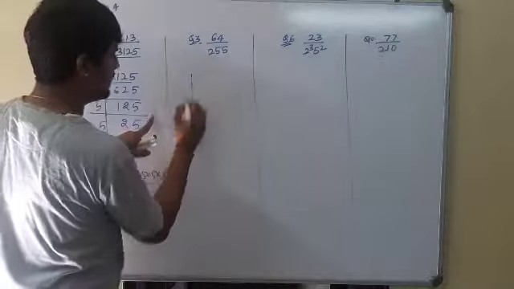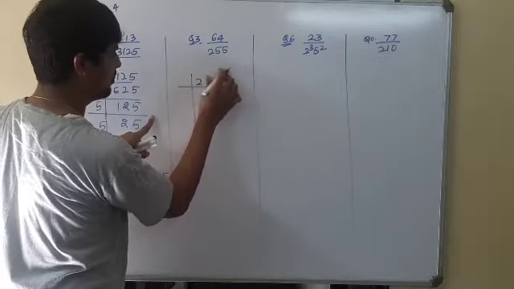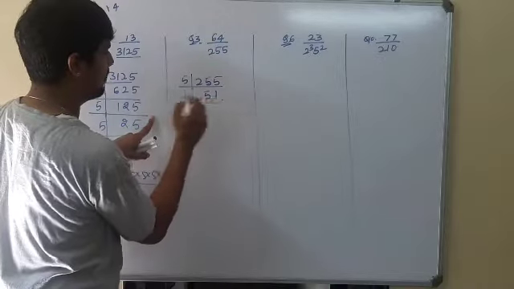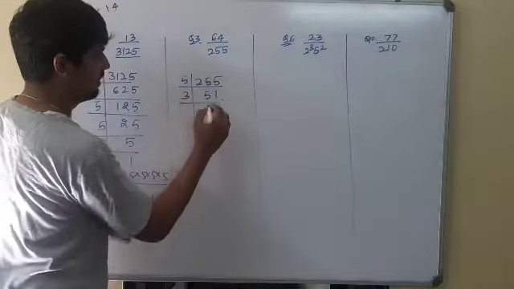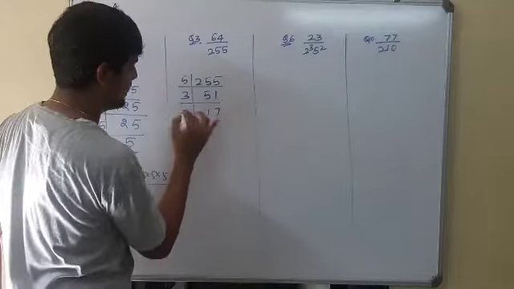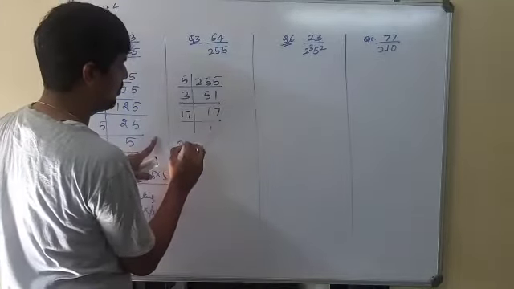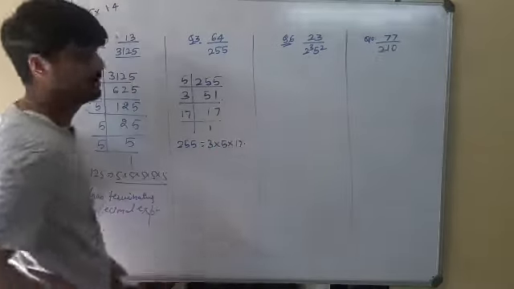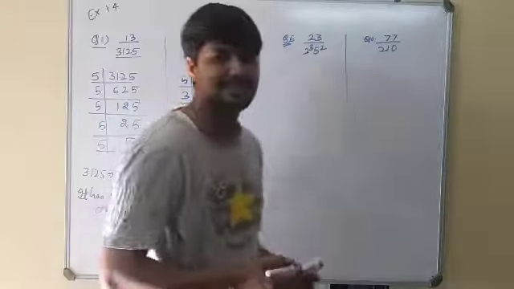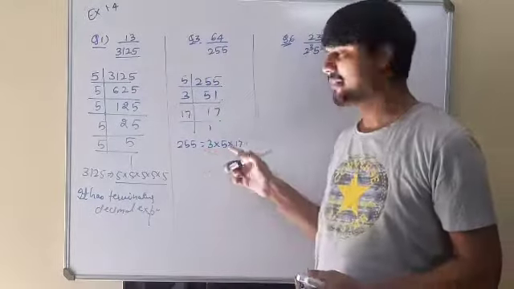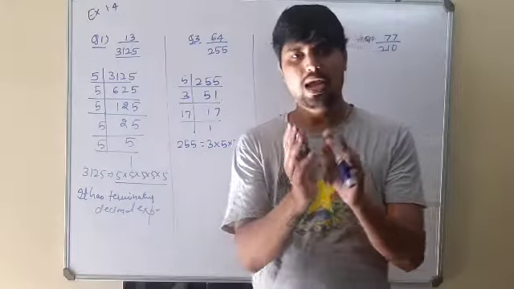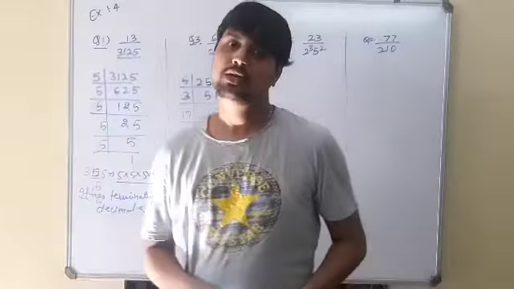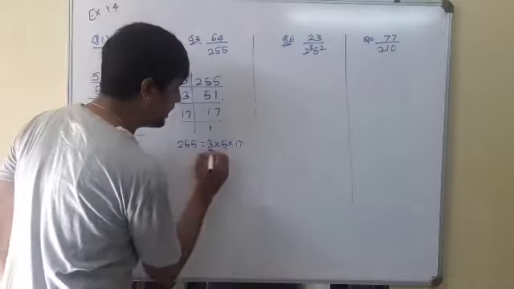Now let's see the second question, 64 upon 255. So here the denominator is 255. So 255 is having a prime factorization 3 into 5 into 17. So here we can see that the number is not having a prime factorization of 2 and 5 form. So therefore we can say that this number will have a non-terminating expansion because there is 3 and 17.